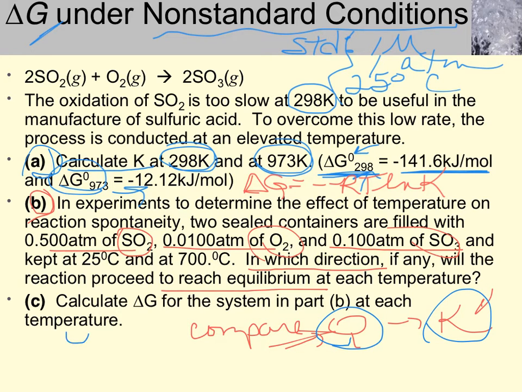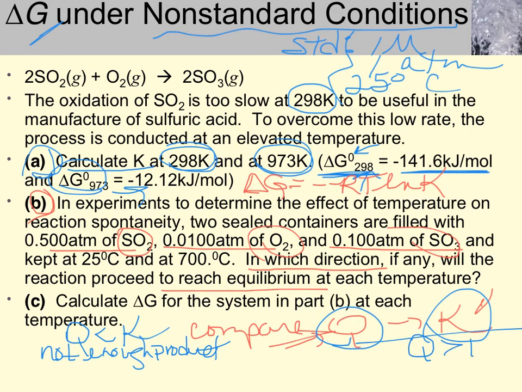What if Q is less than K? Think about what that means. Remember, these are products over reactants. If Q is less than K, that means there's not enough product, right? Which means the reaction would shift toward product to reach equilibrium, to the right. On the other hand, if Q is greater than K, that means there's a lot in the numerator, which is the product, too much product. So if there's too much product, what does it do to get rid of some of it? It shifts toward reactants, or to the left.